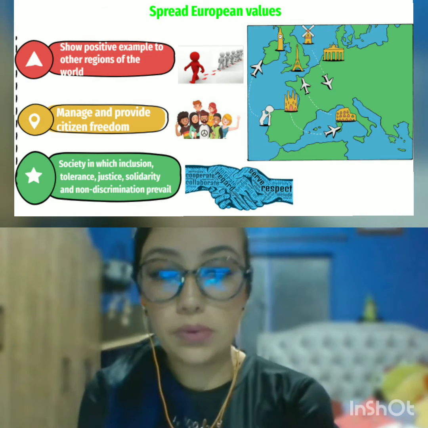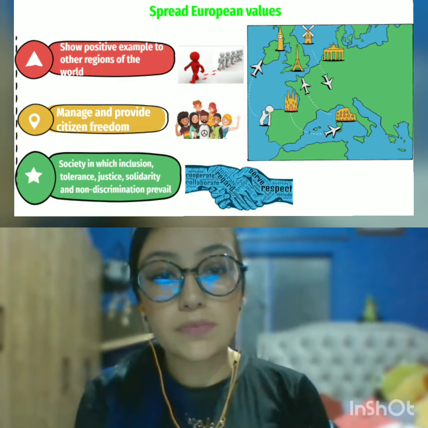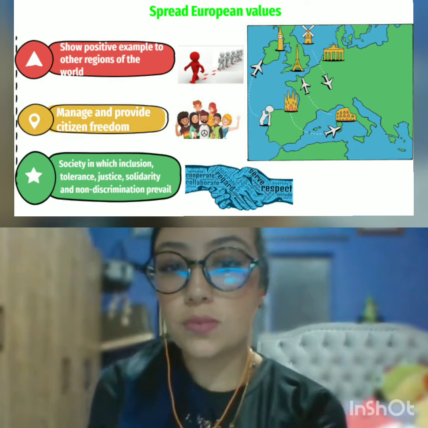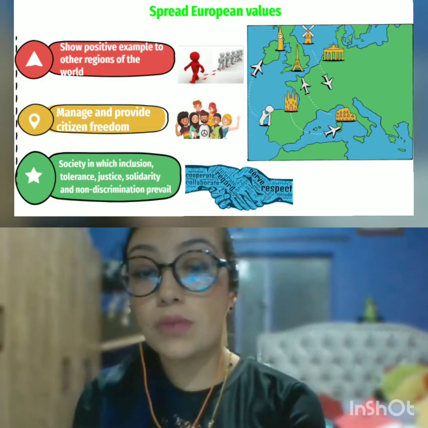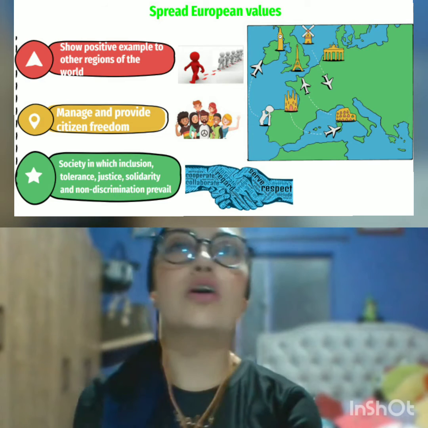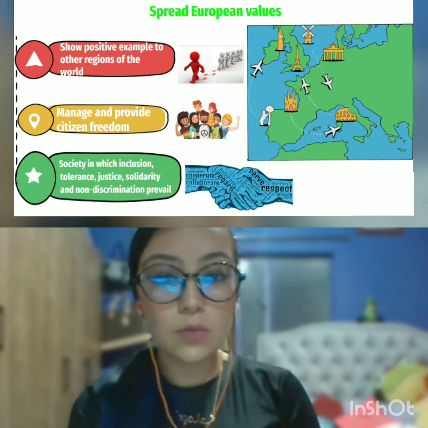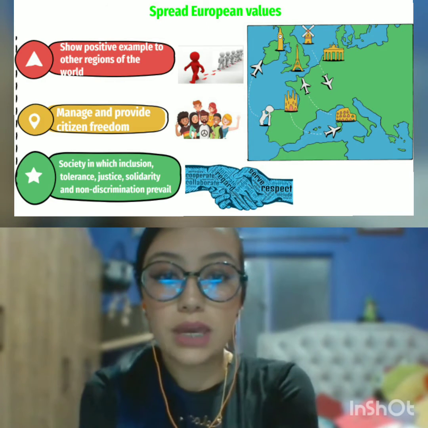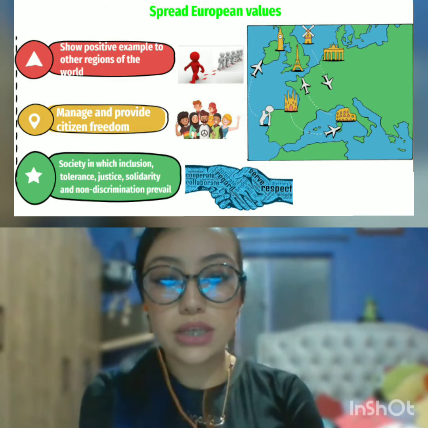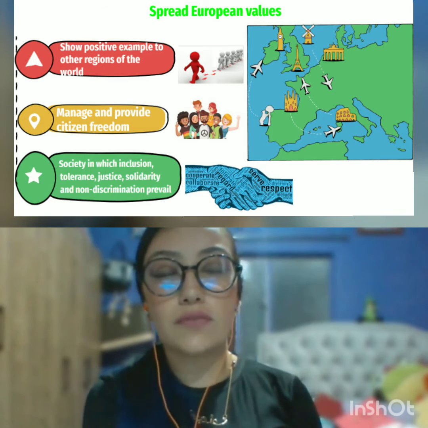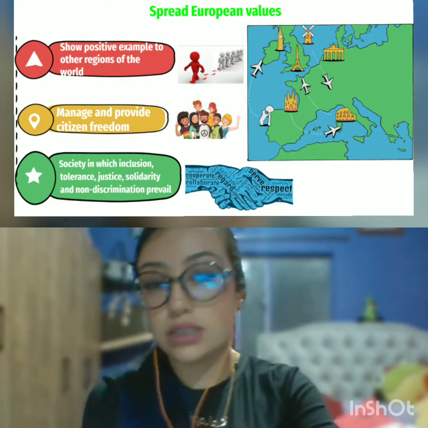In this part of the presentation, we talk about spreading European values. The first part is showing a positive example to other regions of the world. This talks about values such as respect for human rights, defense of the rule of law, protection of the environment, generating new plans for protecting the environment, and a free economy within a stable, organized framework and social norms. The extent to which Europe is able to assert its values determines how other regions of the world view it as a positive example.